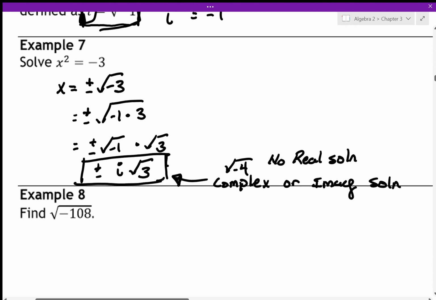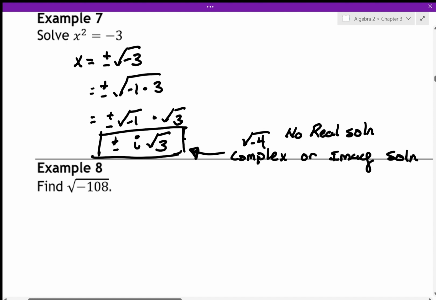Example 8, it says to find the square root of -108. Well, for starters, the negative is going to turn into an i, and you have i root 108. Right, so I kind of skipped some steps that we had up here. I took the negative, I broke it out to a -1, then I said the square root of -1, whereas down here I just said, hey, there's a negative, so it's going to turn into an i. You are welcome to just jump straight to this step right there.